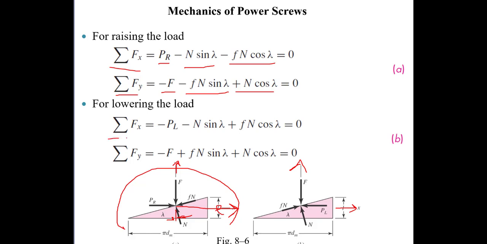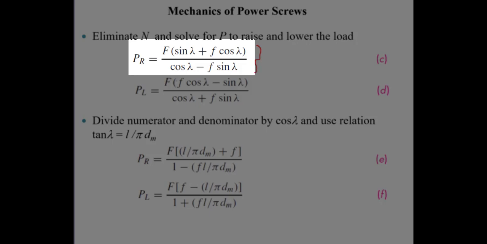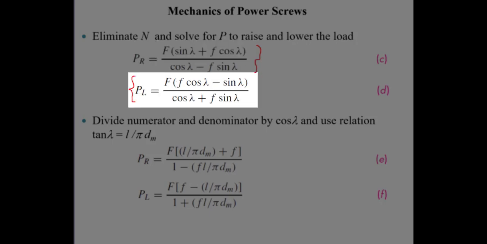We know that in the sum of the forces in the x direction, we have minus PL, minus n times the sine of lambda, that's going to be that component right there, plus fn times the cosine of lambda, and the sum of the forces in the y direction for lowering the weight are given by this equation. We take those equations and rearrange them and solve for P, and we find that to raise the weight, we get this equation right here, and to lower the weight, we get this equation right here. So that's the force that is required.